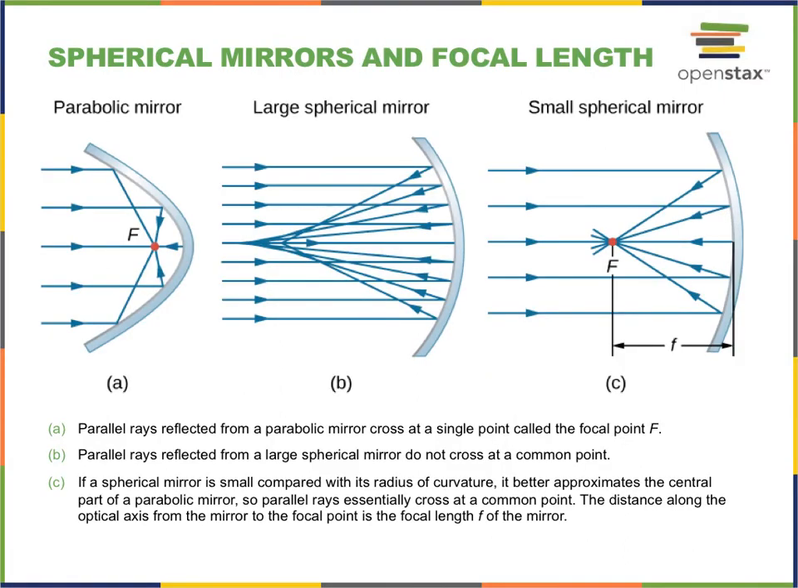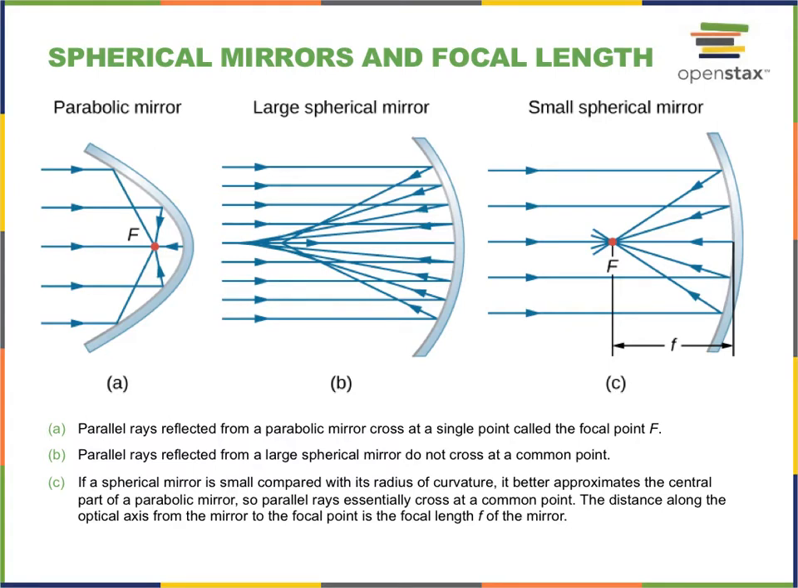Now, one of the things that we will talk about with both lenses and mirrors is called the focal length. And in this picture, we have three different examples. In general, the way we define the focal length for a mirror is if you have parallel light rays coming into the mirror and reflecting off of the mirror, the common point where those reflected light rays would intersect is called the focal point, and then the distance from the mirror to that location is called the focal length.